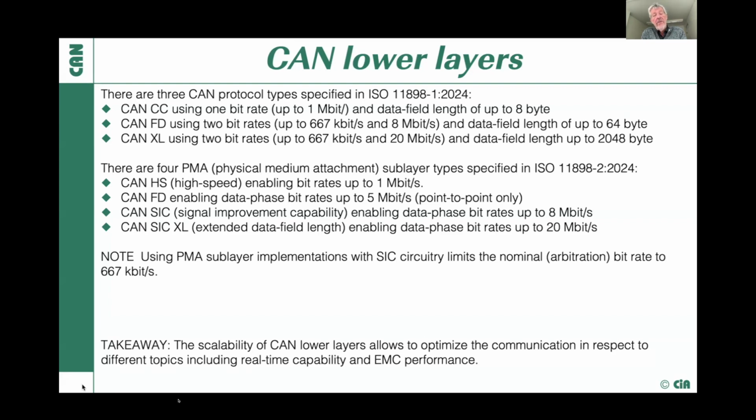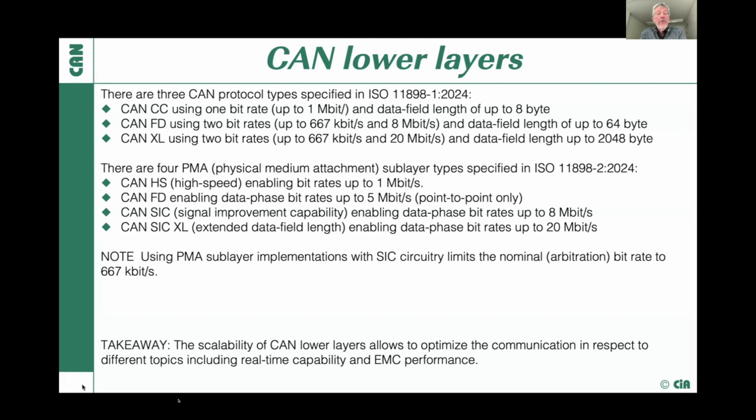For CAN XL, we also have 2 bit rates, the same arbitration bit rate as in CAN FD, with the limitations, and we can go up to 20 megabit per second if we're using the CAN CiC XL transceiver chips, and we have a data field length of up to 2048 byte.